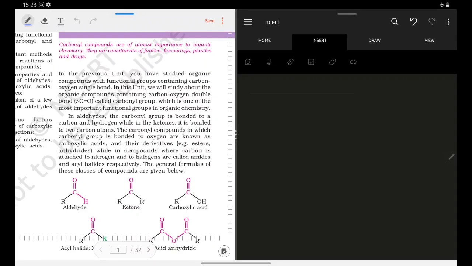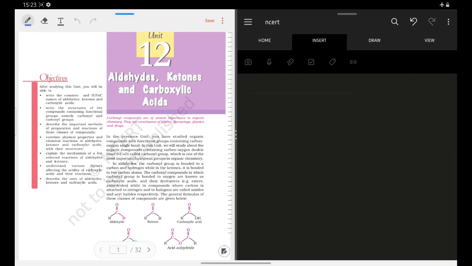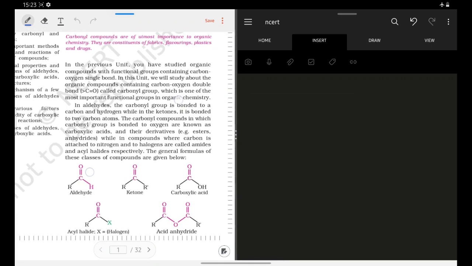Alright, so today we'll be starting with unit 12 of your class 12th part 2 book, Aldehydes, Ketones and Carboxylic Acids. And today you might also get some disturbance because it's raining here in Jaipur. So okay, let us start with this chapter, which is your aldehydes, ketones and carboxylic acids.